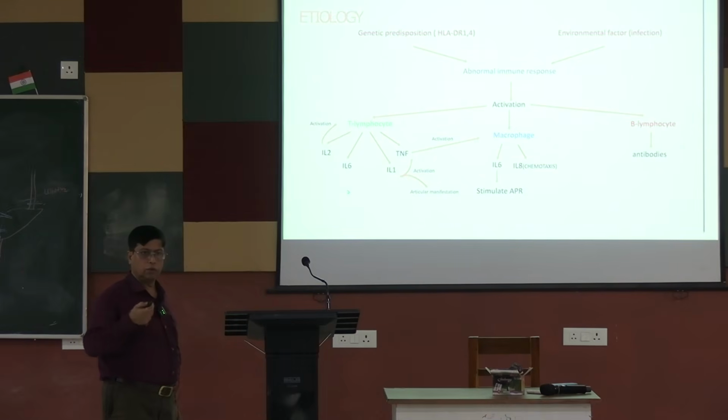There are two types: MHC 1 and MHC 2. DR1, DR2, DR3 are MHC 1, major histocompatibility complex 1, and DR4 is MHC 2, major histocompatibility complex 2. This DR4 is the genetic predisposition, and there should be the genetic predisposition of HLA-DR4. But environmental factors should also be there. These two together start this autoimmune process.